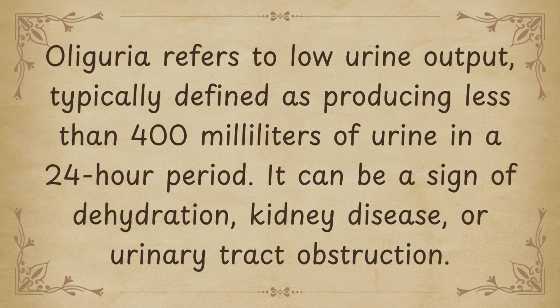Oliguria refers to low urine output, typically defined as producing less than 400 milliliters of urine in a 24-hour period. It can be a sign of dehydration, kidney disease, or urinary tract obstruction.